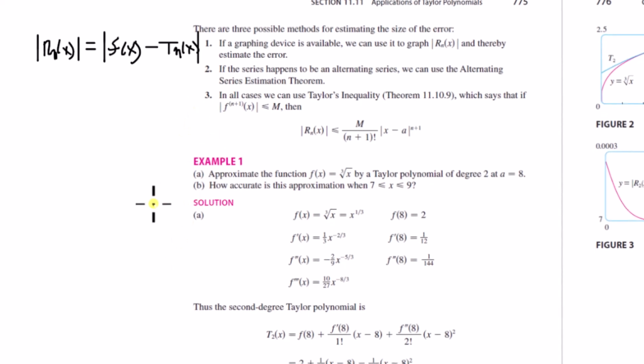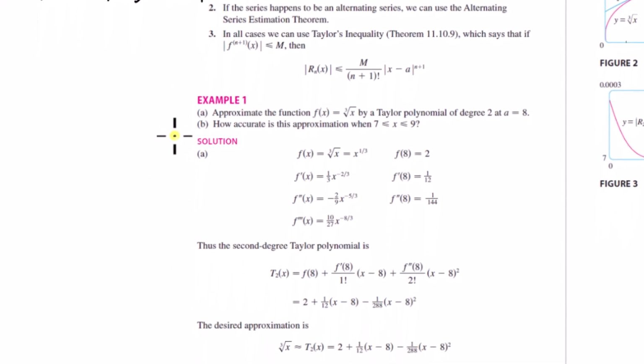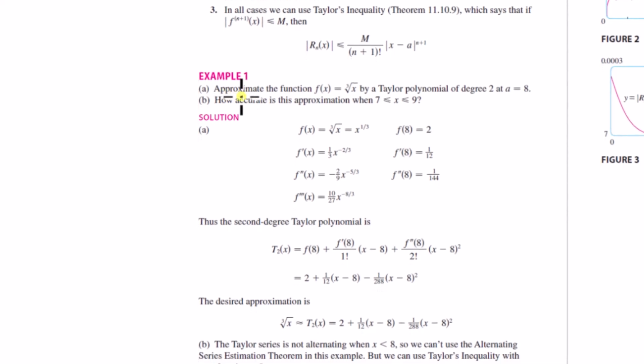Okay, so with that, let's take a look at a couple of examples. It says approximate the function cube root of x by a Taylor polynomial of degree 2 at center point 8. So the idea is we're going to be plugging in values of x into f of x equals cube root of x around x equals 8. So we want to center the Taylor polynomial at 8.